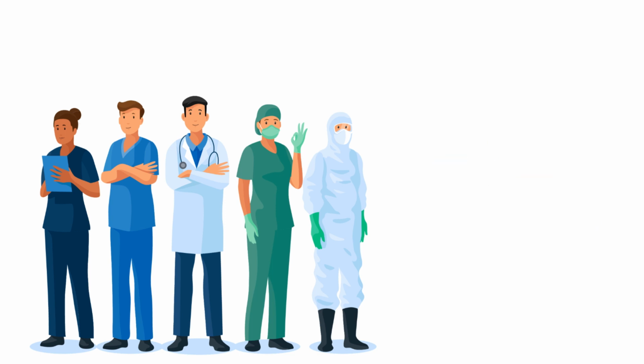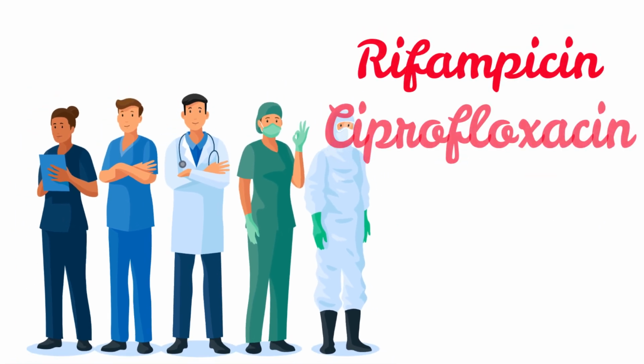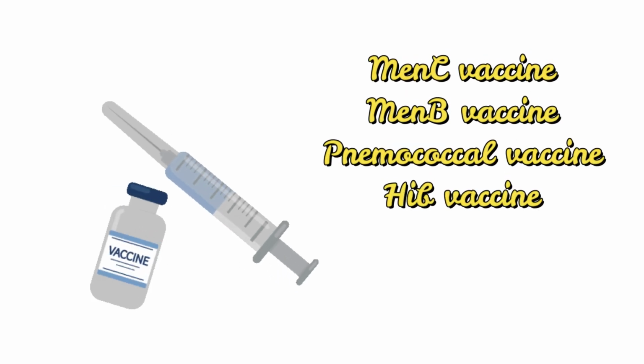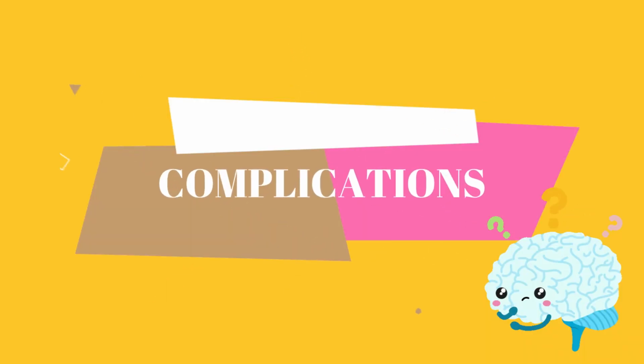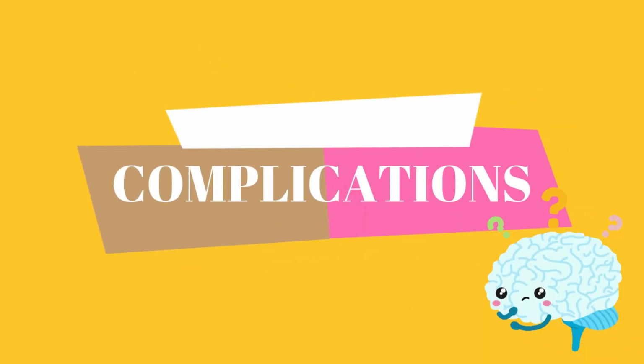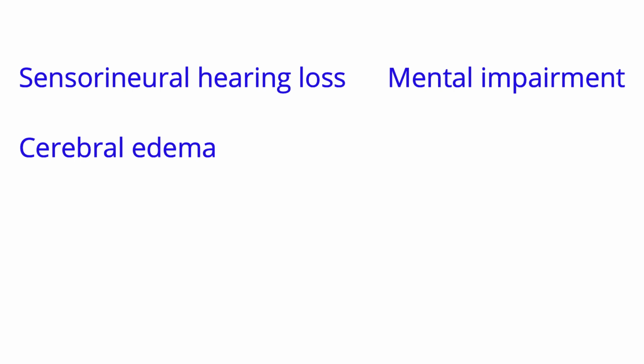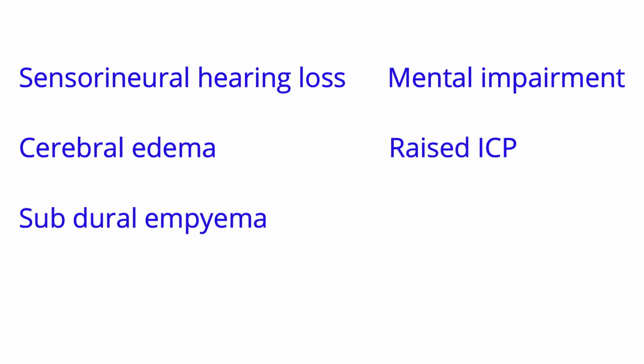Chemoprophylaxis with rifampicin or ciprofloxacin should be offered to all close contacts. Vaccinations can also be done like Men-C, Men-B, pneumococcal, and Hib vaccine. Finally, what are the complications of meningitis? Sensorineural hearing loss or deafness, mental impairment, cerebral edema, raised intracranial pressure, subdural empyema, cranial nerve palsy, coma, and death.